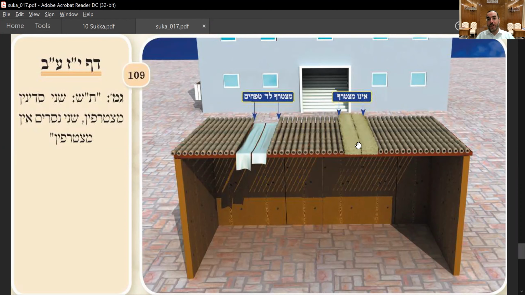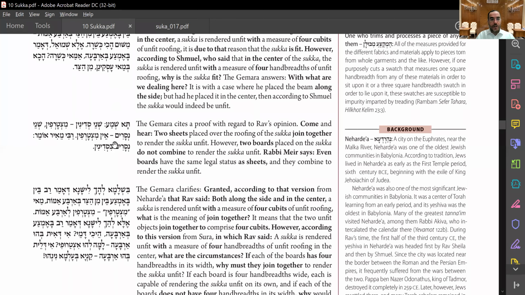But let's say you have 2 wooden beams, each one by itself is okay, but together, if they were one plank, it would not be okay. And so that's the case, and that is the machloket. So 2 nesarim and mistafin. Tanakama says they do not join together; that you can consider each plank separately. Rabbi Meir says it's the same as sheets, that you consider them together. You add them up. Okay.